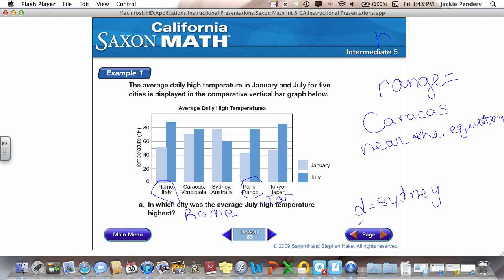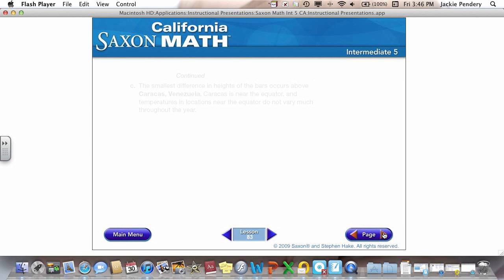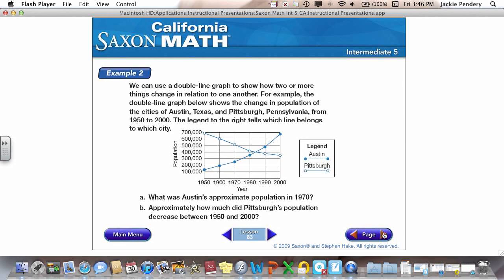Why? Because it is in the southern hemisphere. So in Sydney, its winter and its summer are opposite from ours. Okay, so this is a double bar graph. You'll be asked to make one in your lesson practice. Okay, let's go on to example 2.